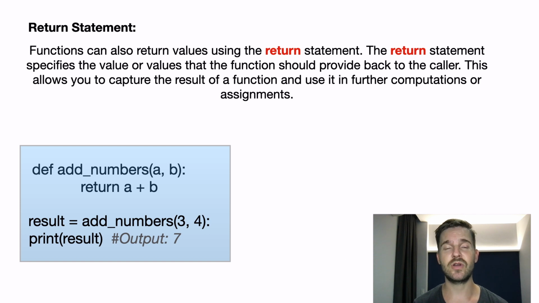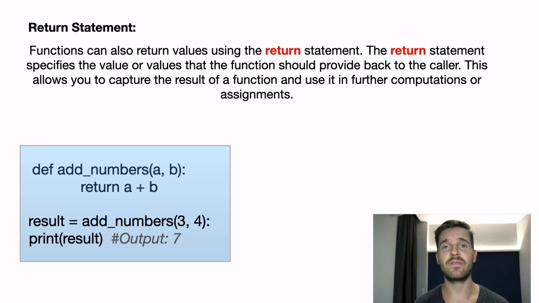So look at the screen on the example of the function named addNumbers, where we pass two parameters, a and b, and return the sum of these parameters, a plus b. Also, you can see the result variable which we assigned to the addNumbers function with the two arguments. And you can see the output of the print function with the result variable. This output equals 7. That's 3 plus 4.